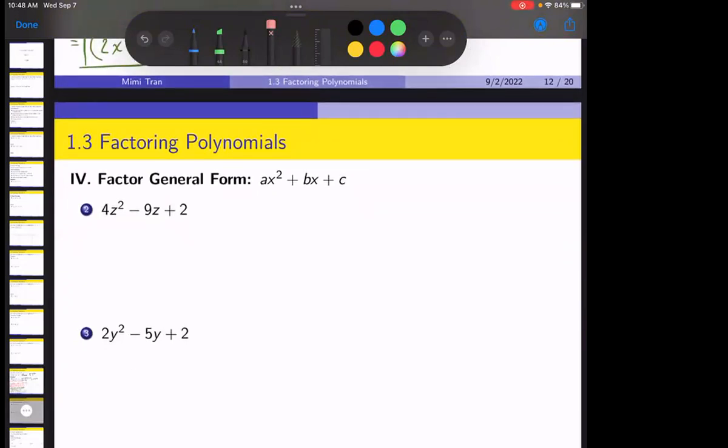Let's try one more and then you do number 3 yourself. I want to find 2 numbers. Product is 4 times 2, which is 8. And then the sum is -9. Can someone give me the pair?